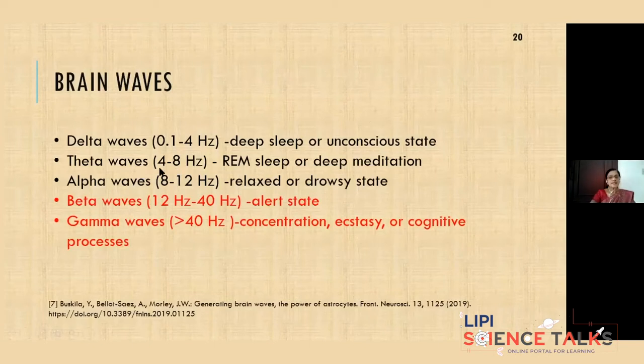And as it increases to 4 to 8 hertz, you can consider it as deep meditation or rapid eye movement sleep. That is not deep sleep. And then there are alpha waves, which represent a drowsy state. Still, the frequency is higher, 8 to 12 hertz. Beta waves represent an alert state, with frequency between 12 to 40 hertz. And if the frequency is greater than 40 hertz, that represents concentration and cognitive process, selective attention. All these are characterized by frequency, up to gamma waves.